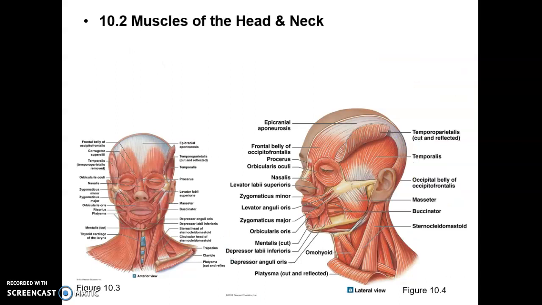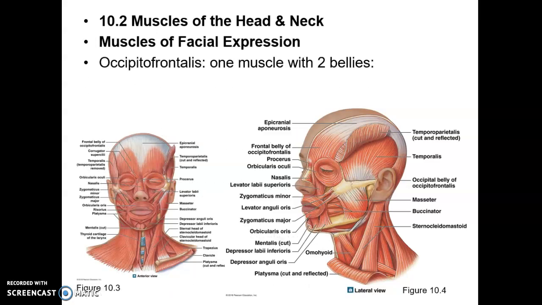So let's look at the muscles of the head and neck. And for the most part, the muscles that you're responsible for lecture match what we're doing in lab. So for facial expression, there's a muscle that's referred to as the occipitofrontalis, and it extends from the frontal area all the way back to the occipital area. It's one muscle with two sections or bellies, and it's connected by this epicranial aponeurosis, which is a flat sheet-like tendon. We generally refer to the frontal belly as the frontalis and the occipital belly as the occipitalis.